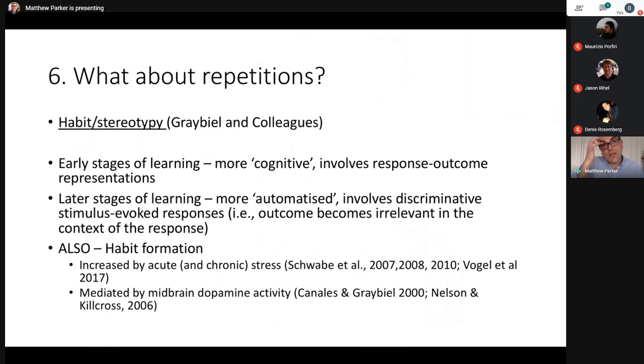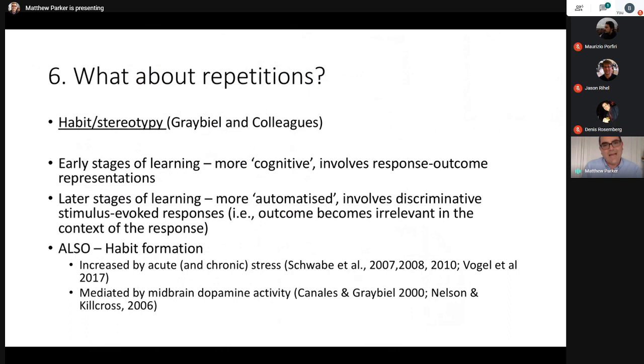Later on in learning, this tends to become more habitual, more automatized. In other words, once you get into a situation where you have a well-learned behavior and you know what to do in that situation, your responses become unrelated to the outcome. And we know that based on huge amounts of work, again, starting by people like Tony Dickinson and Anne Grabiel, where they looked at what happens if you devalue the outcome, how that impacts on operant responding and so on. But also it's been done many times since in lots of different scenarios.